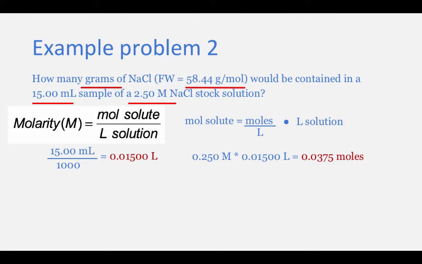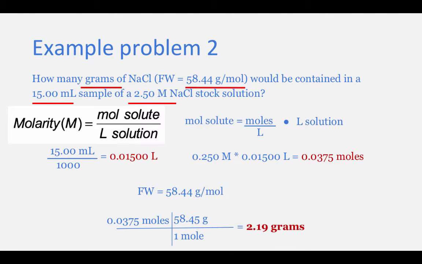2.50 molar times 0.01500 liters equals 0.0375 moles. Then use the formula weight they give you as a conversion factor because its units are grams per mole. To get the number of grams, multiply the number of moles calculated times the formula weight. 0.0375 moles times 58.44 grams per mole equals 2.19 grams.